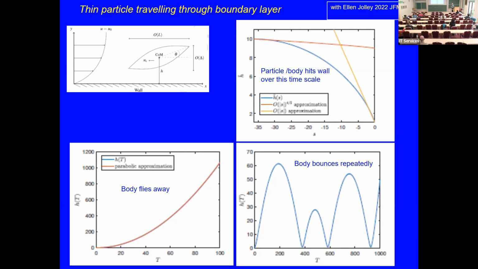body can bounce repeatedly. So in this particular example, depending on conditions, the body goes way up into the boundary layer and then comes back down, as if heading for an impact with the ground, but it doesn't quite get there. Some new physics comes into play, and that sets the body off on another excursion up the boundary layer and down again, and again new physics, etc. And this goes on repeatedly. So this was quite a surprise. There's no gravity in this model. It's simply non-linear, unsteady dynamics.